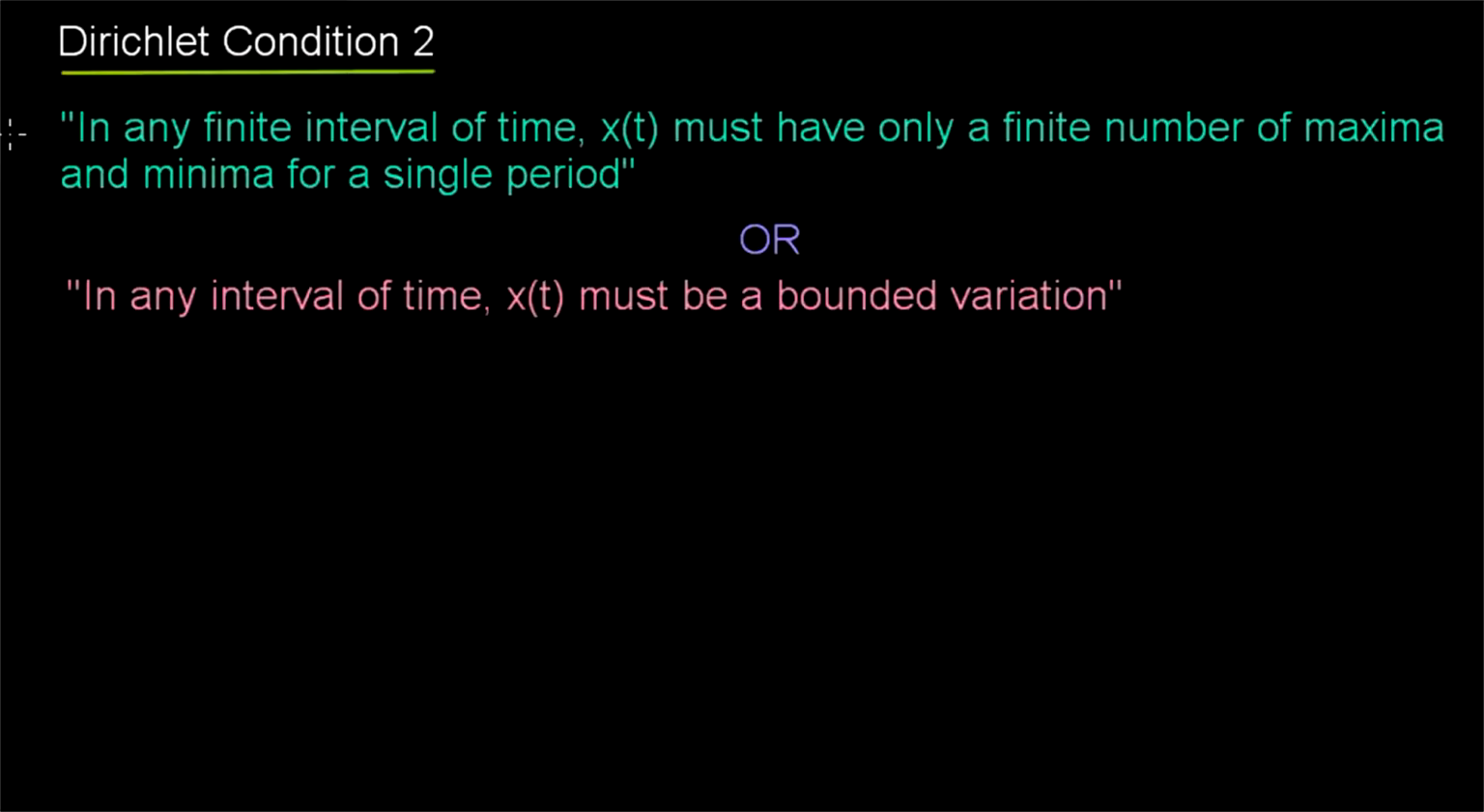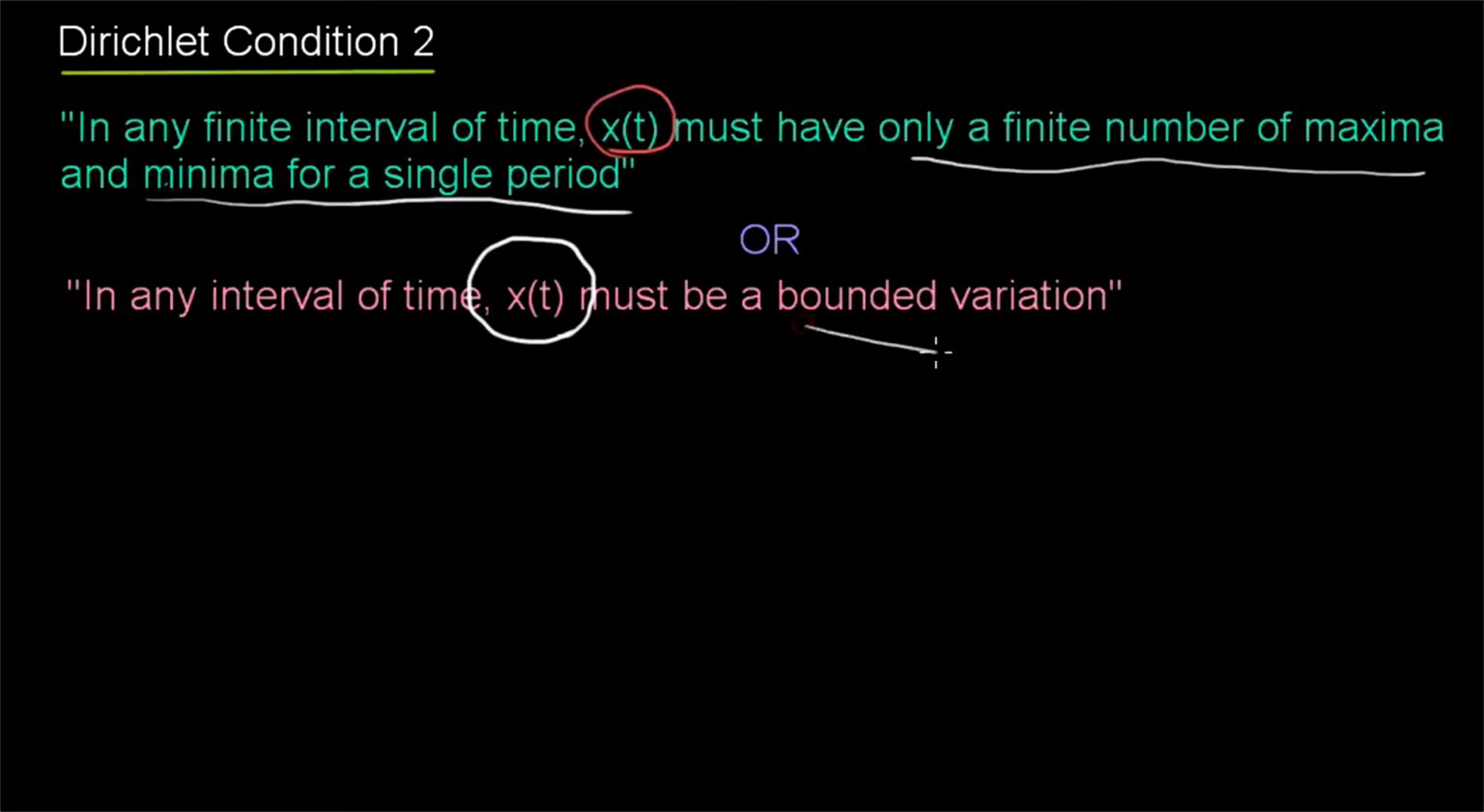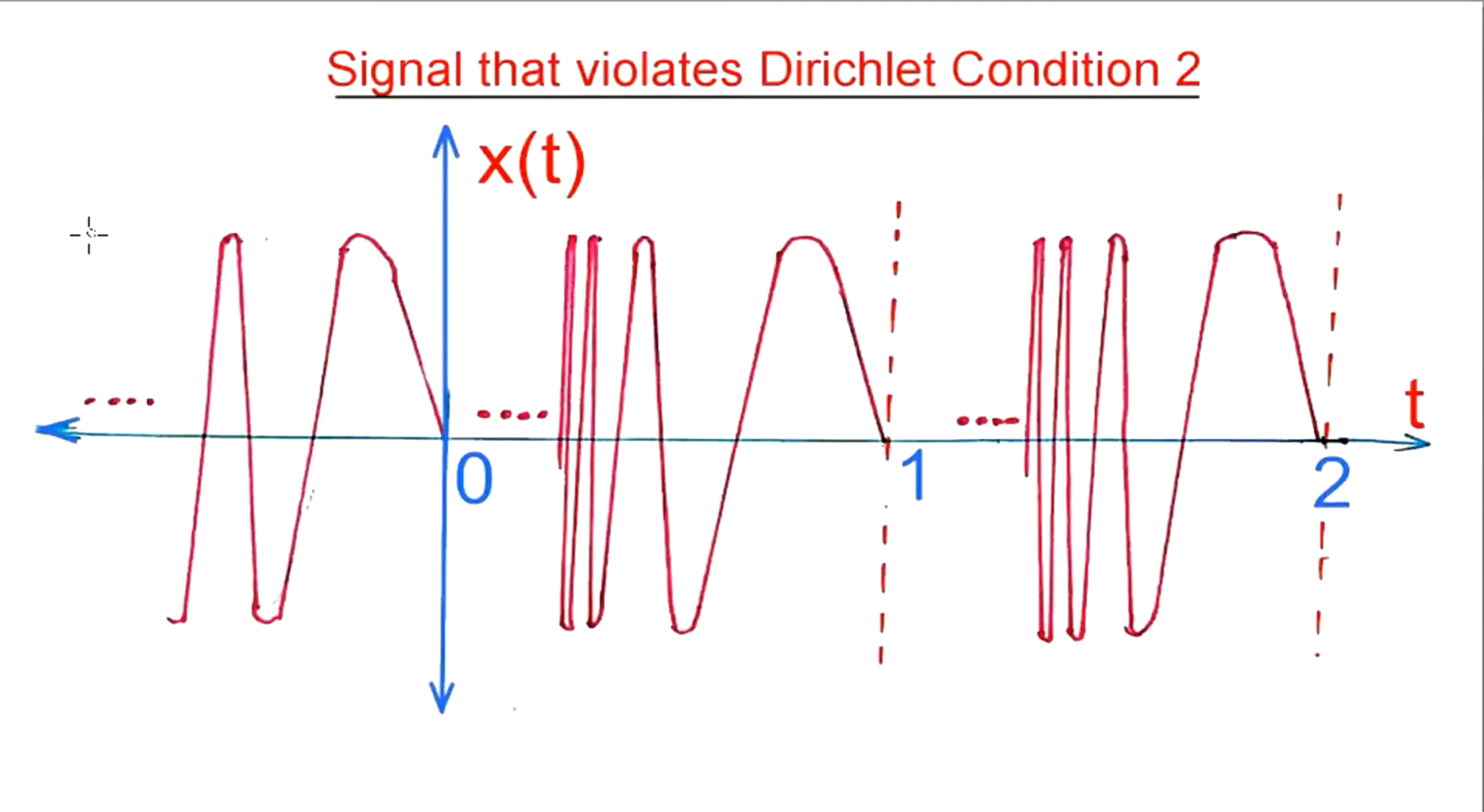The second of the Dirichlet conditions is this: in any finite interval of time, x of t must have only a finite number of maxima and minima in a single period. Or in other words, in any interval of time, x of t must be of bounded variation. So that is the second Dirichlet condition. Now there is a question: is there any signal that violates Dirichlet condition 2?